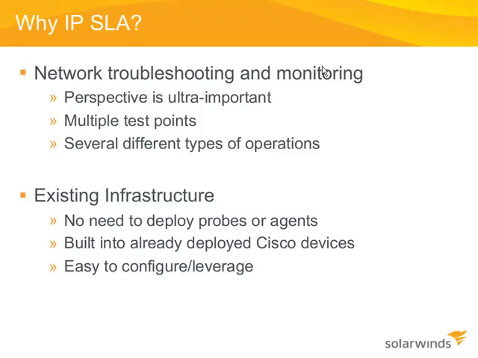There are several different types of operations. We'll detail a few of these, but basically the idea here is to generate test traffic, whether it's UDP tests to give you jitter and latency from those sites, whether it's an HTTP test to make sure that websites are accessible and test performance from those sites, or TCP Connect. So the idea is to make it as close as you can get to synthesizing user application performance from the router or switch at those sites. And again, it's existing infrastructure. This is technology you've already bought and paid for, you've already deployed. No need to deploy probes or agents. It's built into these Cisco devices, and it's very, very easy to configure and leverage.